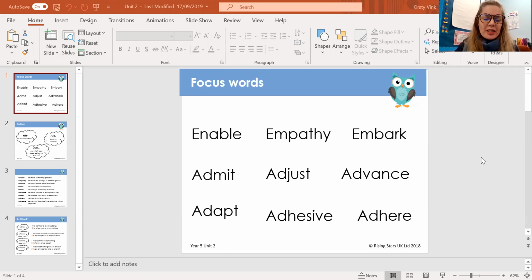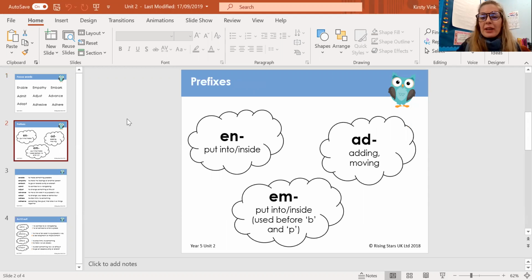Thank you to all those children who submitted their vocabulary last week, and it was wonderful to see you learning some new words. We're going to be carrying on with learning some more words, and we're going to be looking at these 9 words this week. Okay, again, some of you might have seen these words before, and we're going to make sure that we're understanding them correctly. Right, so we're going to be looking at prefixes.